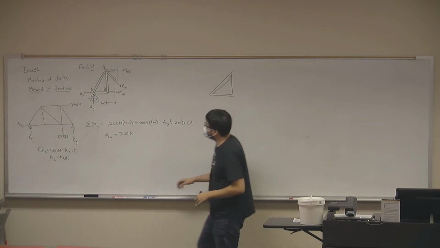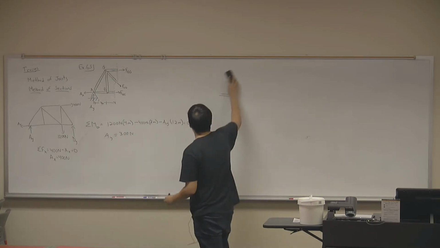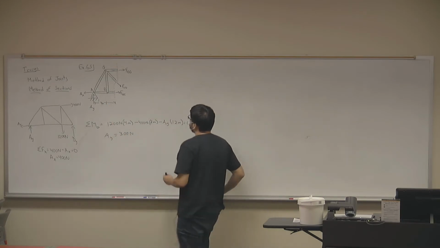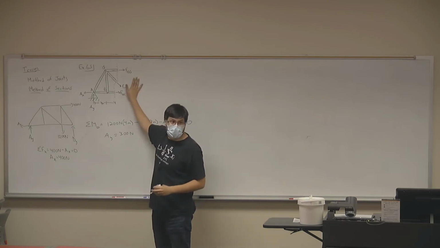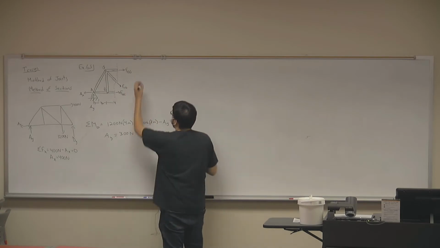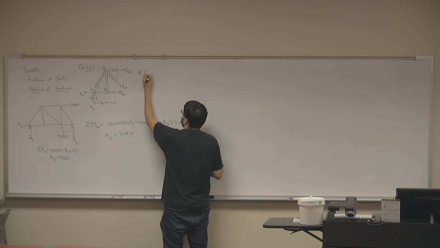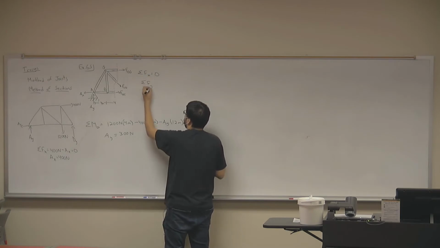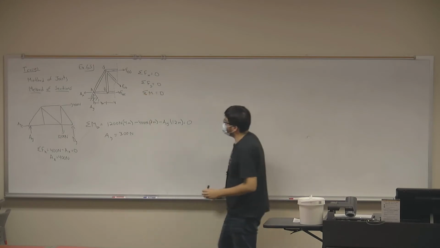I'm not even going to try to draw it again. Let's say we have the free body diagram here with all the forces. If I want to solve this as a rigid body, I need to apply the equations of equilibrium. Sum of forces in the x direction equals 0. Sum of forces in the y direction equals 0. Sum of moments about any point equals 0.